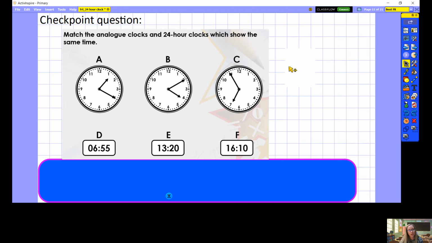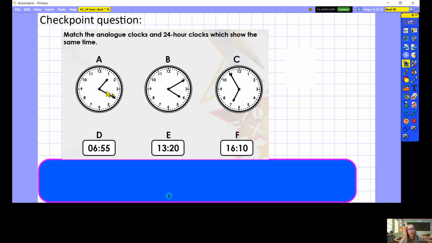Okay, so here's our checkpoint question. So I want you to match the analog clocks and the 24-hour clocks that show the same time. So have a look at the 3 analog clocks and can you match them to the 3 digital times? So you can write down either the times or you can write down the letters that match up. So pause the video now and have a go at matching up the clocks.